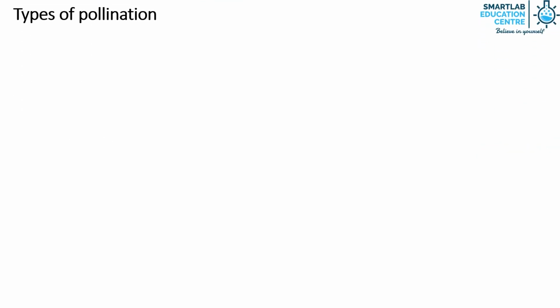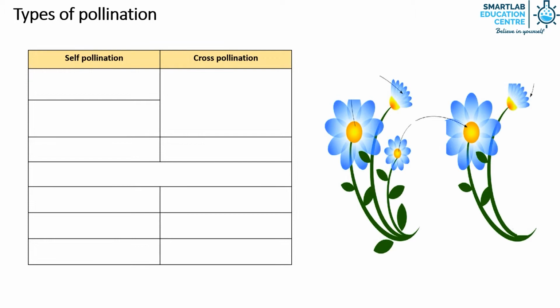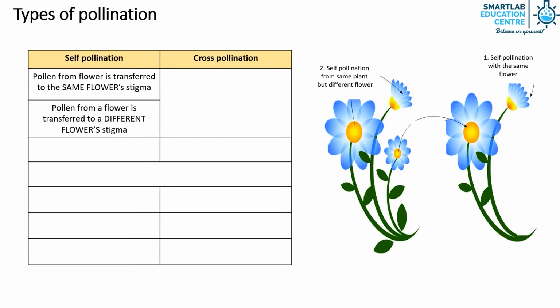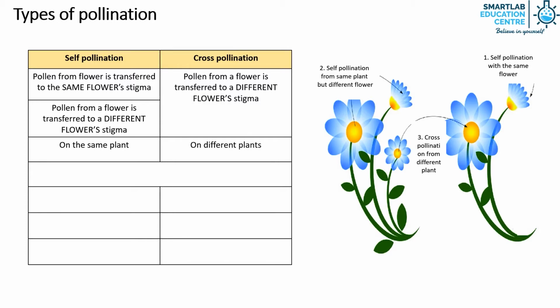Now, let's look at the difference between self-pollination and cross-pollination. Self-pollination occurs when pollen from the flower is transferred to the same flower's stigma, or when pollen from a flower is transferred to a different flower's stigma. But self-pollination occurs on the same plant. In cross-pollination, while pollen from a flower is transferred to a different flower's stigma, that flower is on a different plant. Regardless if it is self-pollination or cross-pollination, it has to be of the same species.